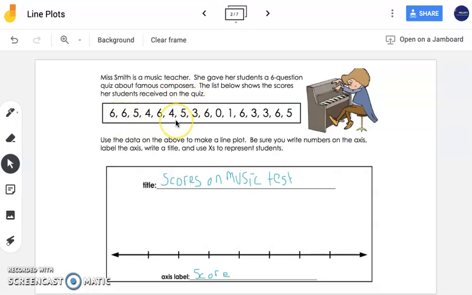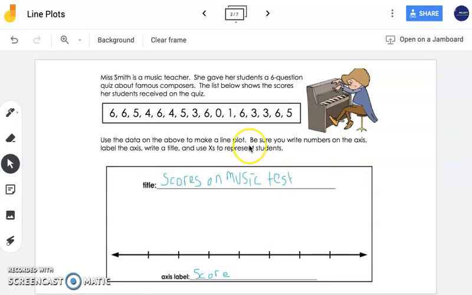Now notice she only did this out of 6 points. That's why you only see numbers 6 or less. Your goal is to use the data on the above chart to make a line plot. Be sure you write numbers on the axis. Label the axis, write a title, and use X's to represent students. So your goal here is to create a line plot using this data.